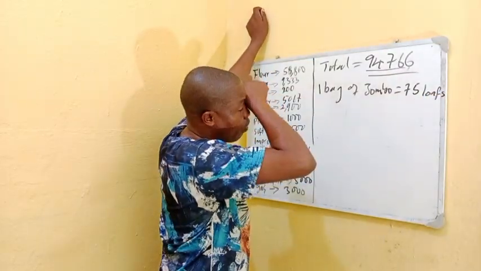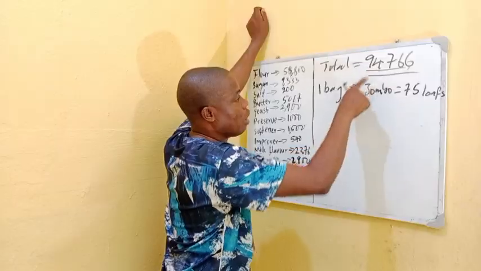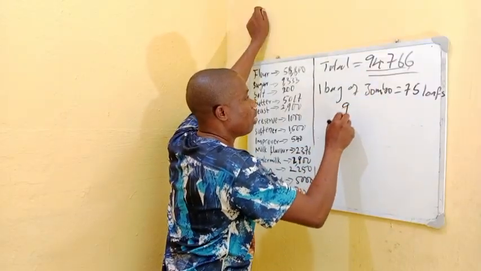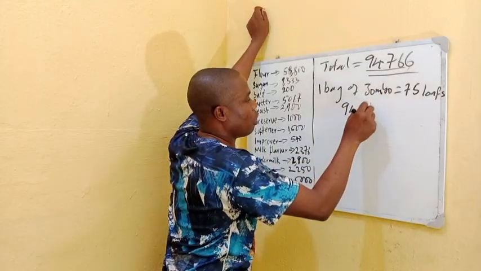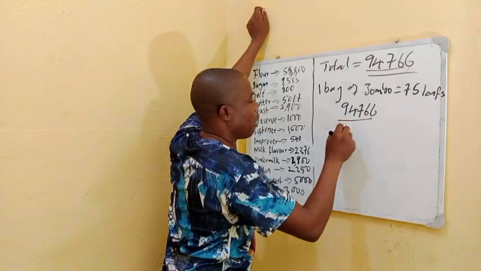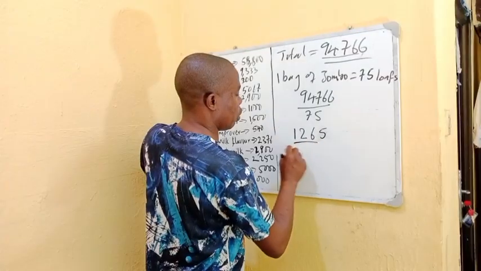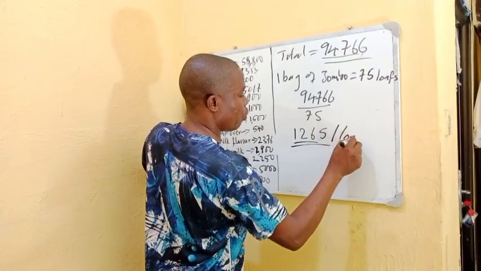So if this is the number of loaves, let's divide this by the number of loaves. So we have 94766 divided by 75. This is the cost per loaf.